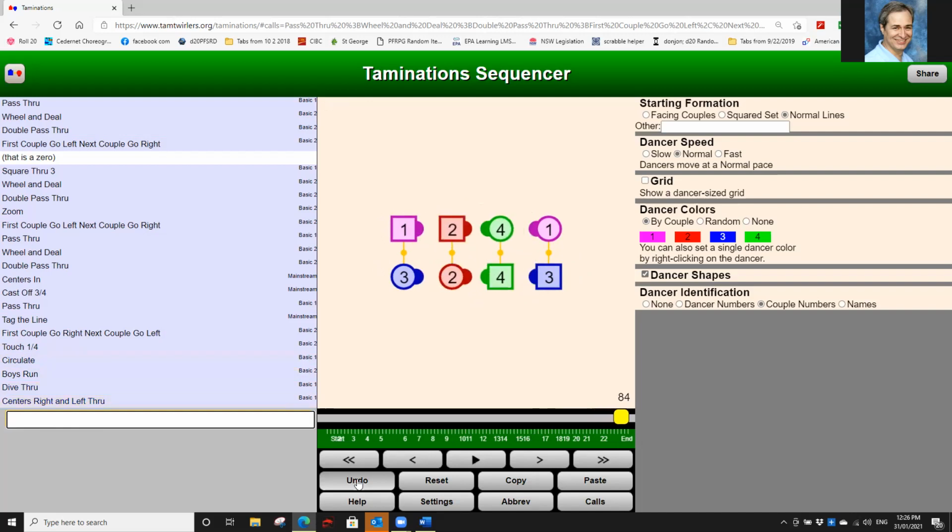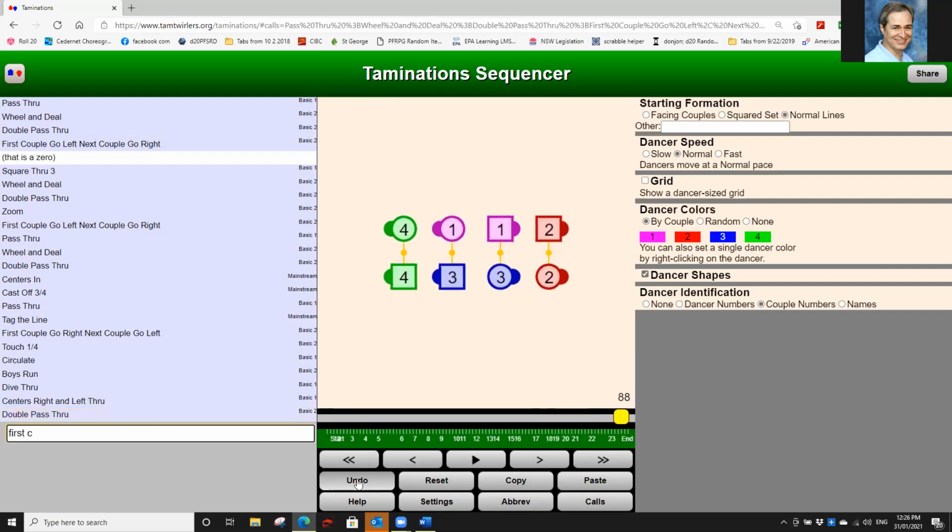Now let's say I want to have the centers pass through to the corner. Well, I've got the paired couple on the inside across, but the corners are across. So that particular pass through doesn't work very well. We could square through 3, pass through, trade by, and all that kind of stuff. But we can also make use of the back end of that little module here and double pass through.